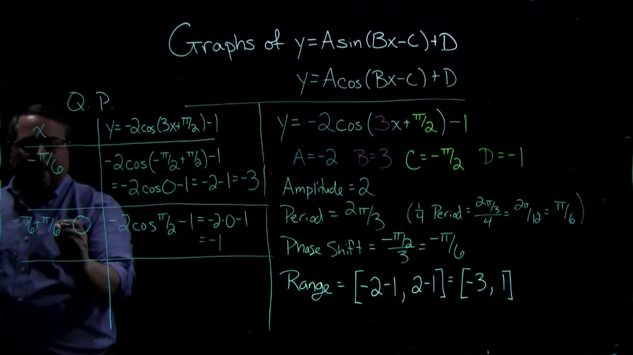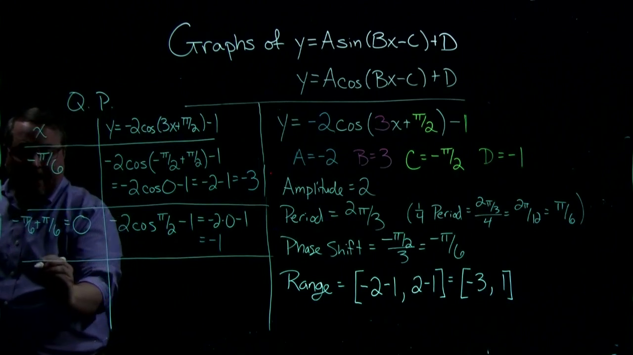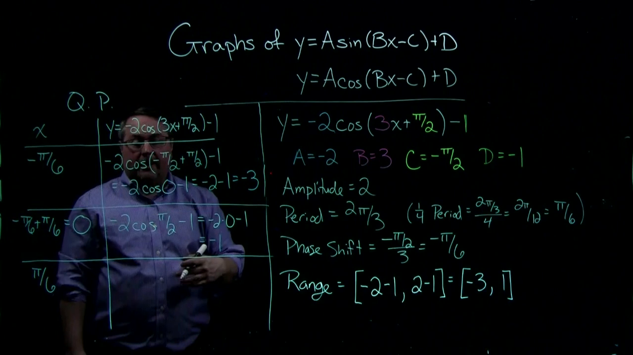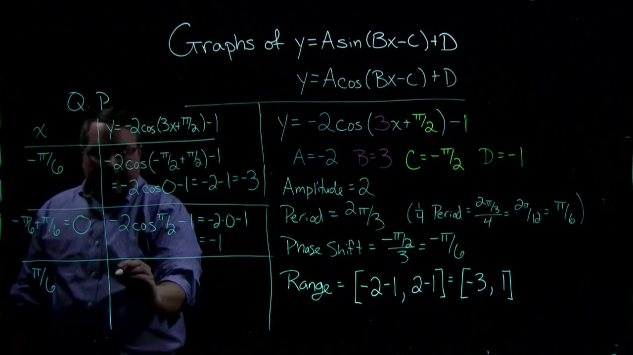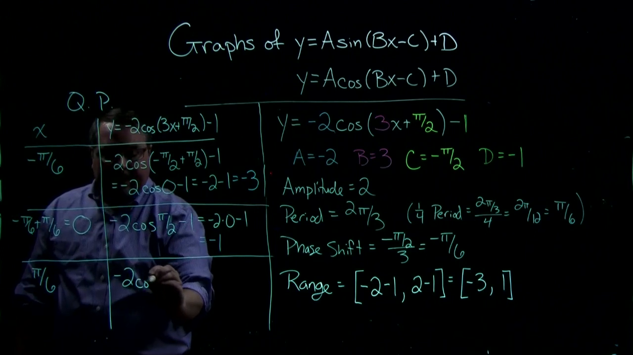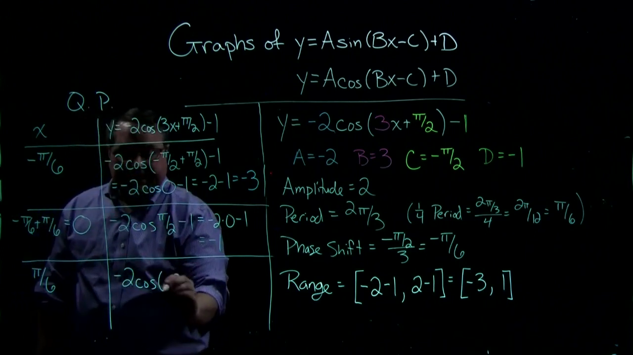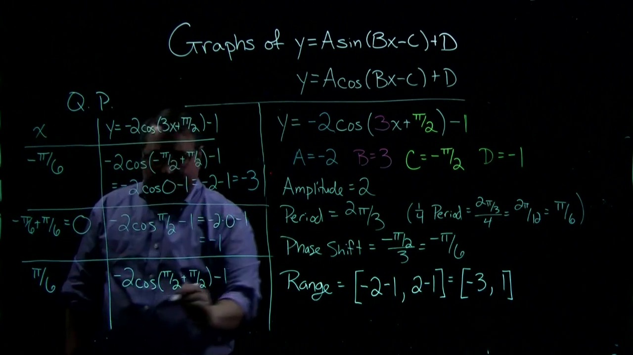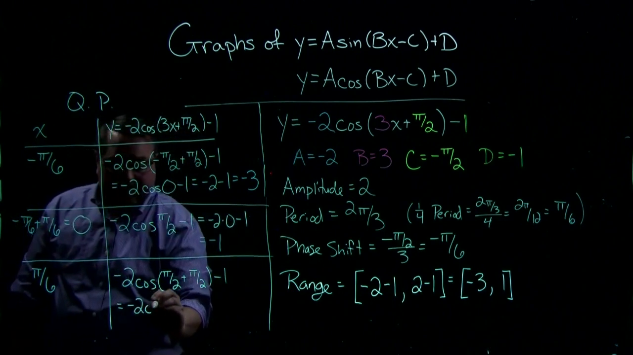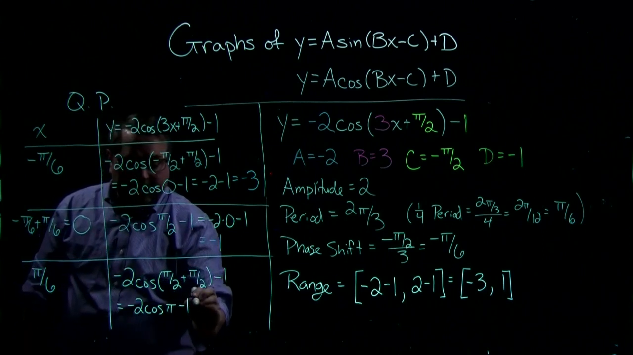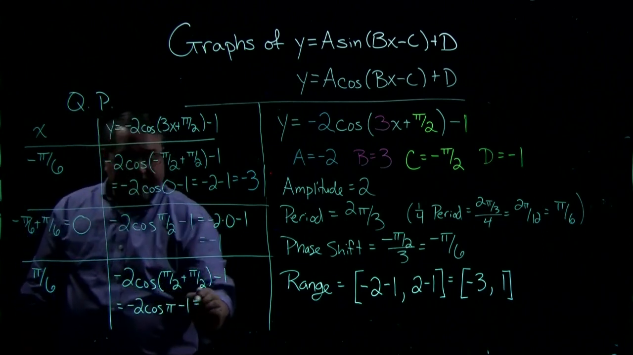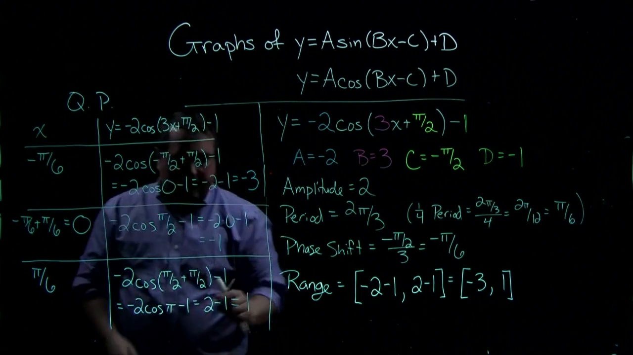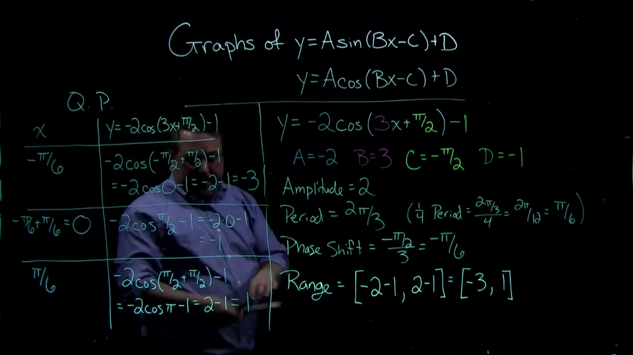Okay, our next quarter point is going to occur at 0 plus pi over 6, so x equals positive pi over 6. So again, we're just adding intervals of pi over 6. So then here, y is going to be negative 2 times the cosine of 3 times pi over 6, which is pi over 2, plus pi over 2 minus 1. That's negative 2 times the cosine of pi minus 1. That's going to be negative 2 times negative 1, which is 2, minus 1, which is positive 1.